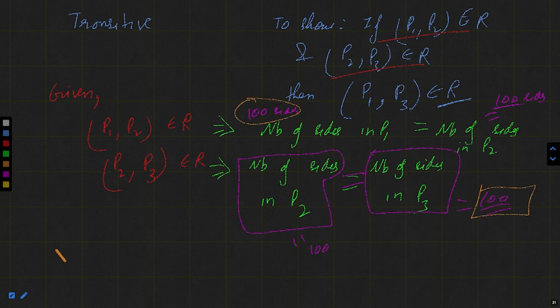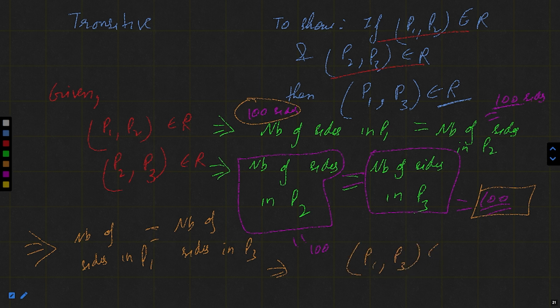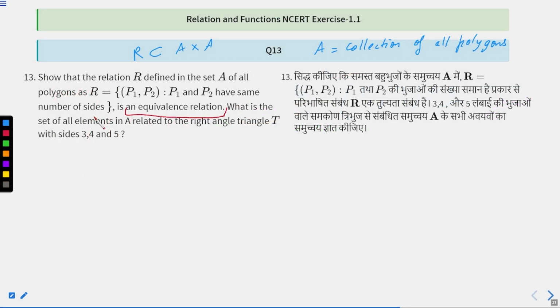So what you can say is that from both of these statements above, the number of sides in P1 is the same as the number of sides in P3. So from this, eventually we can write that (P1, P3) belongs to the relation R. Okay, so it is symmetric, reflexive and transitive. This means this is an equivalence relation. I hope that it is clear.